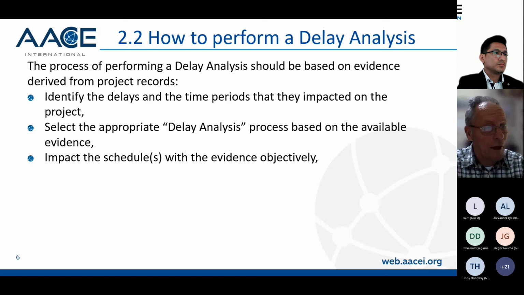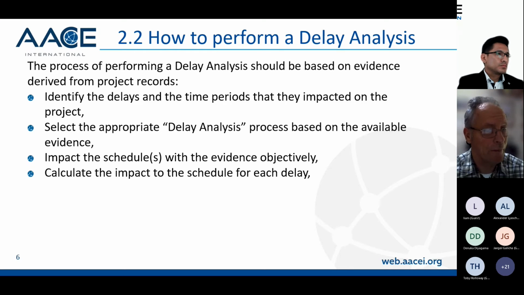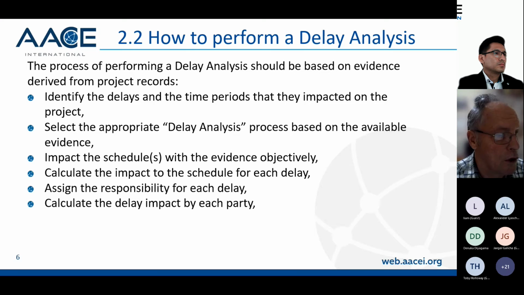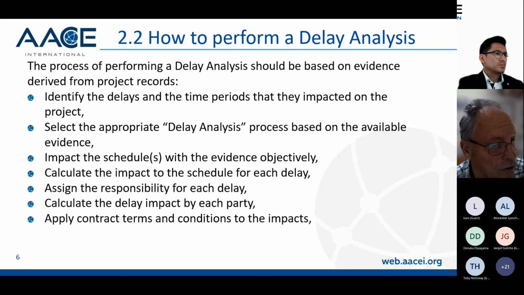So you take the evidence, you then select the appropriate process, and then you impact the schedule with the evidence objectively. You then calculate the impact for each delay. You should be able to assign a responsibility of the delay. Typically, it's to the contractor or to the client. You then calculate the delay impact by each party. So you add up all the client's delays, all the contractors' delays, and you apply the contract terms and conditions to the impacts and evaluate any necessary damages and obviously any EOTs that are granted to the contractor.